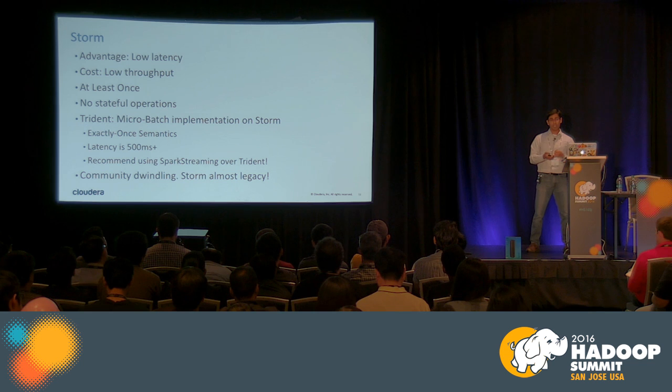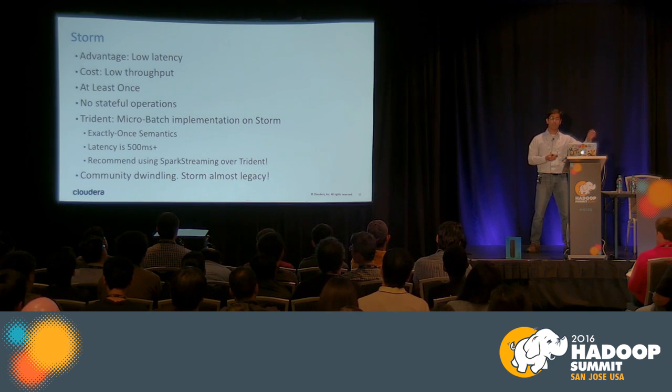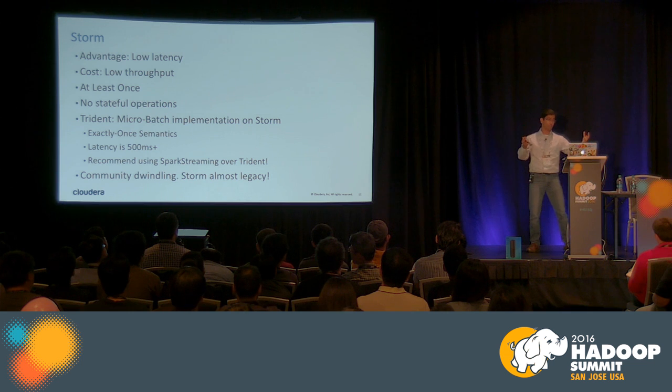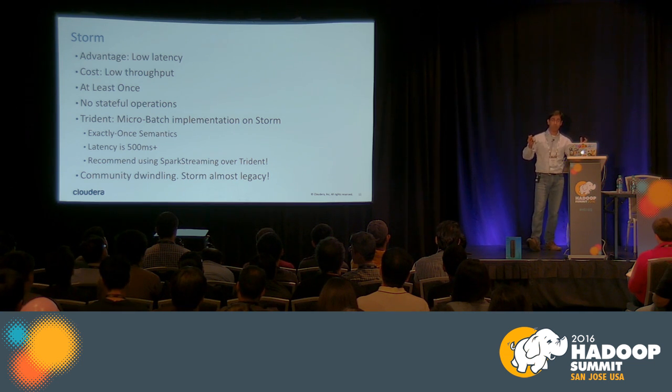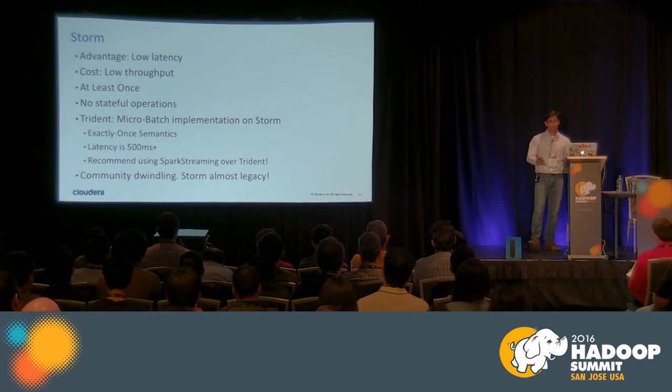And the last piece is that Storm at this point, the community is dwindling. Storm was born at a firm that was acquired by Twitter. So Twitter was where Storm was primarily, for the most part, run at scale and developed. And about 2 years back, Twitter decided to rewrite Storm. They have their own new system called Heron. They have actually blogged about it.